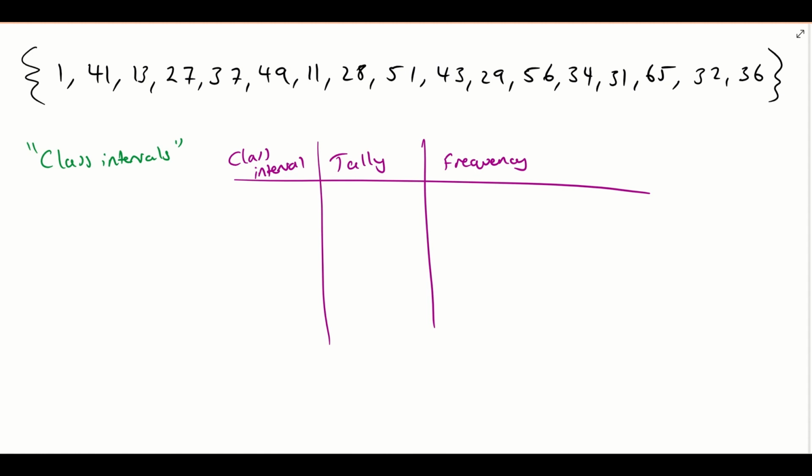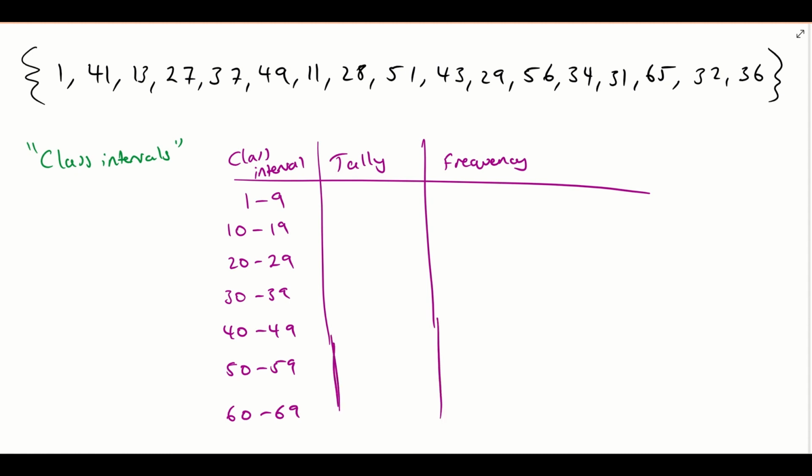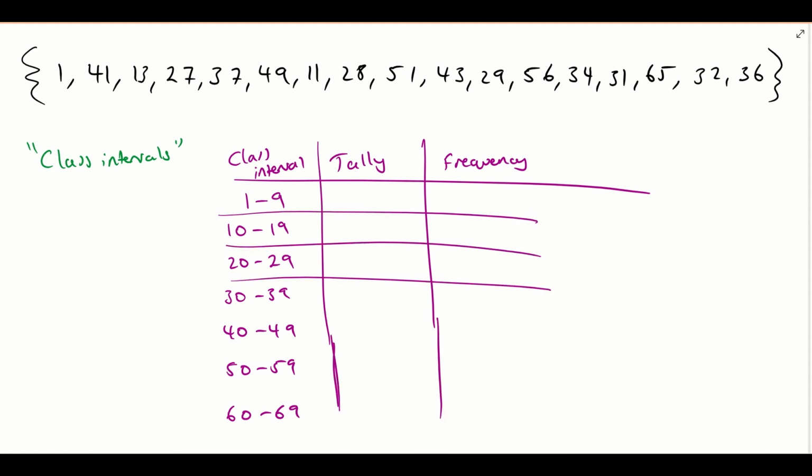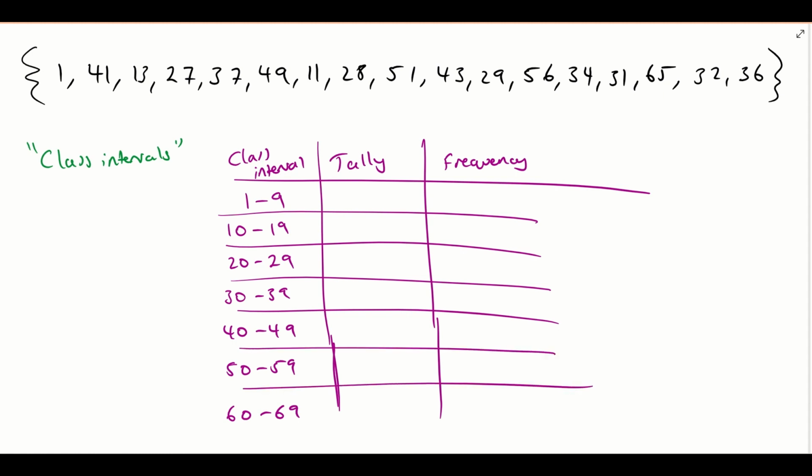So let's look at ages 1 to 9, and then the ages 10 to 19, and then the ages 20 to 29, and then 30 to 39, 40 to 49, 50 to 59, and 60 to 69. And let's extend that table down. So each one of these class intervals has what we call a width of 10. Okay, so each one has a width of 10. And now let's do a tally.